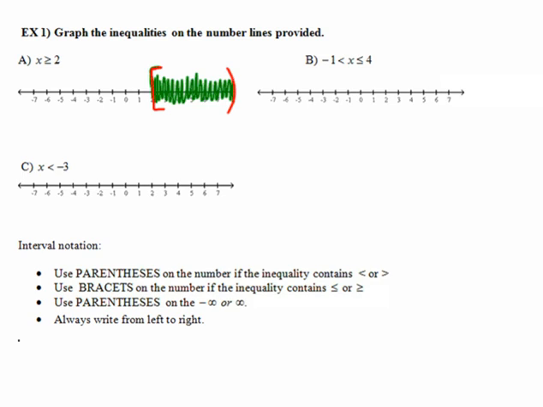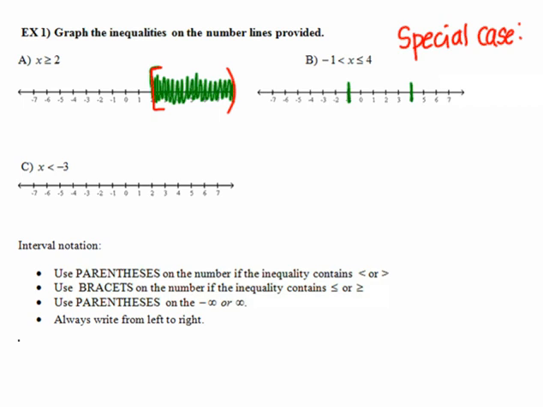Looking at our second one, it's a special case. I told you if x is on the left, you always shade the way the arrow points. But in this one, the x is not on the left, the x is in the middle. I call this one a sandwich. What I notice about this problem is I see a -1, so I'm going to put a mark there. And I see a 4, I'm going to put a mark there. And the problem actually reads -1 is less than x, which is less than or equal to 4.